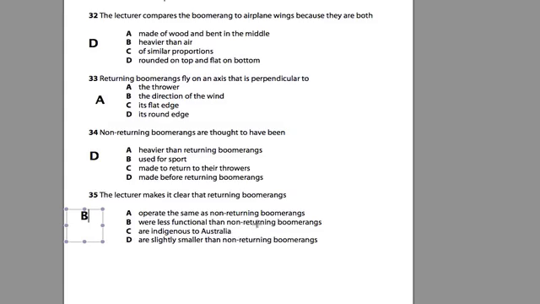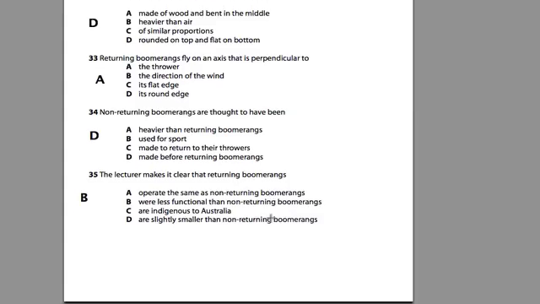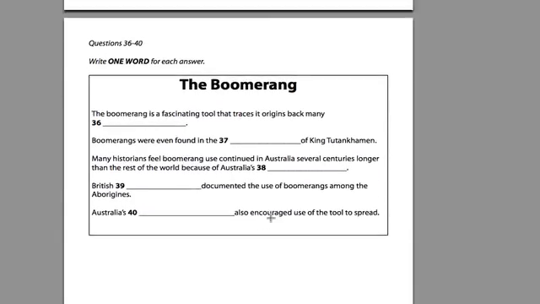Non-returning boomerangs are more functional because they are used to hunt. Returning boomerangs were used for sport. Okay, let's go to the final section here.